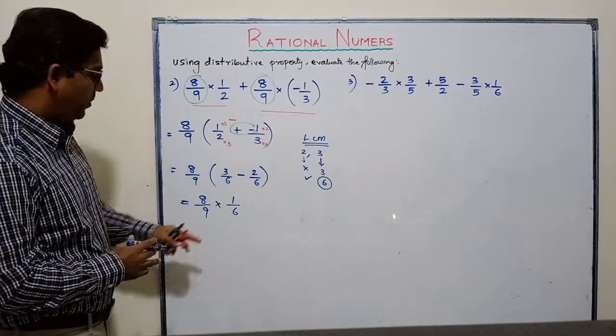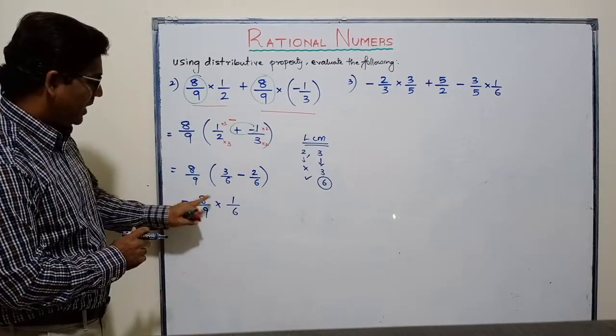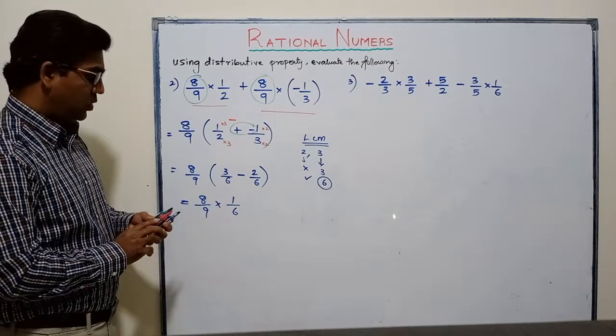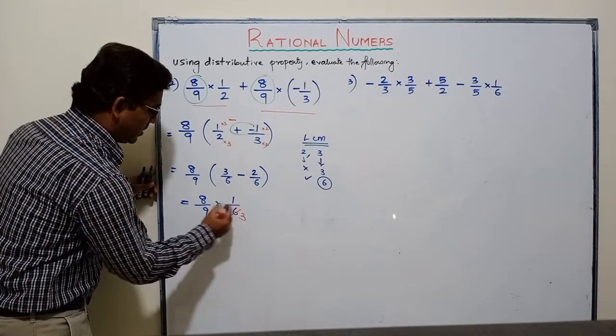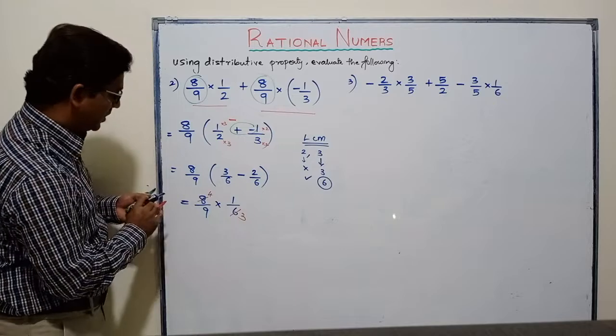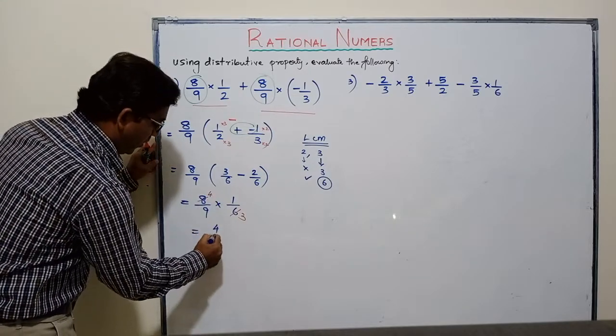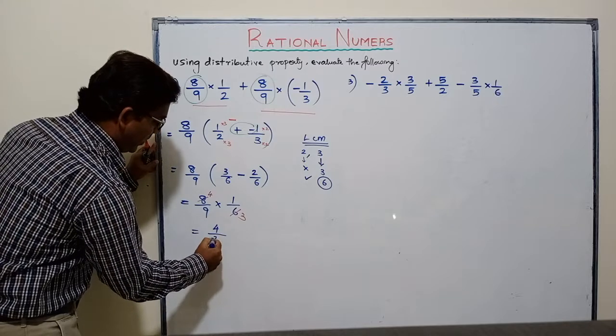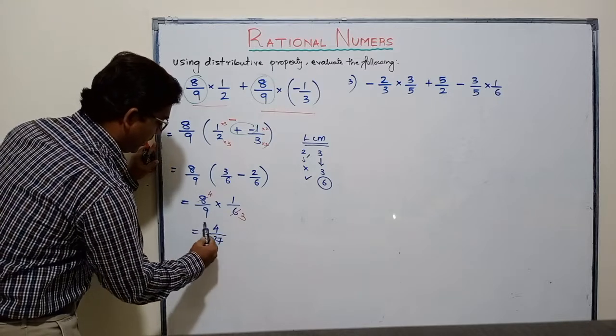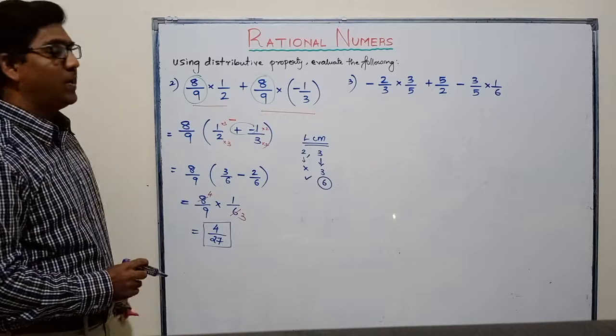Now it is all multiplication. Now I can reduce 8 and 6 by dividing both by 2. So 2 3 times and 2 4 times. So this is the maximum I can simplify. So numerator 4 times 1 will be 4. Denominator 9 times 3 will be 27. So this is my final answer, 4 over 27.